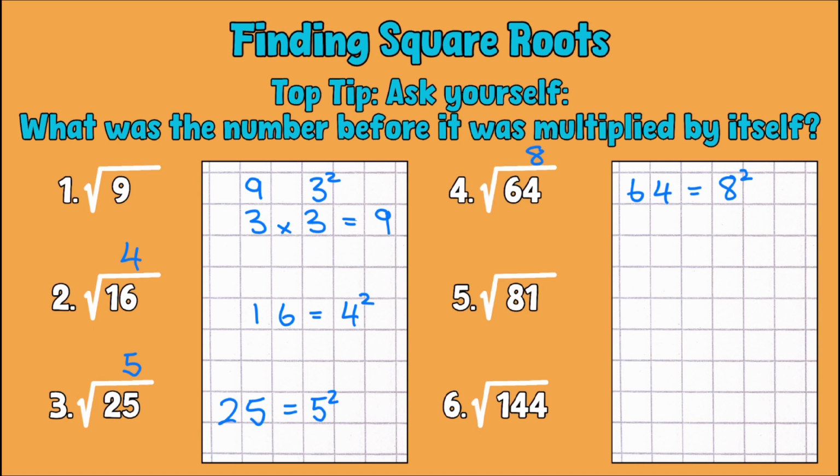And then we've got 81 here. So what did we multiply by itself to make 81? Well, we multiplied 9 by itself. So 9 squared, or 9 times 9. So the square root of 81 is 9. And our final one, we've got 144. Now, what did we multiply by itself to make 144? Well, we multiplied 12 by itself, so 12 squared. So the square root of 144 is 12.